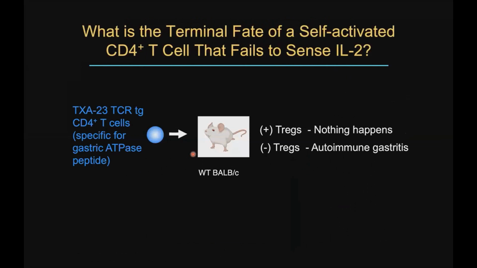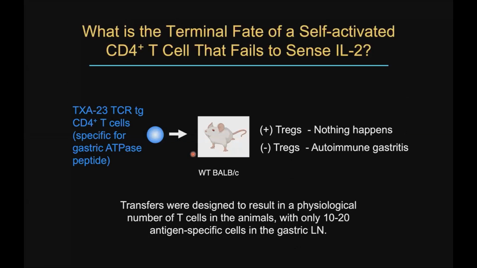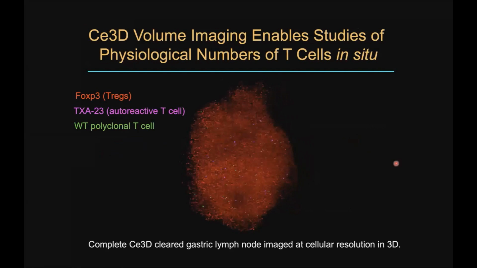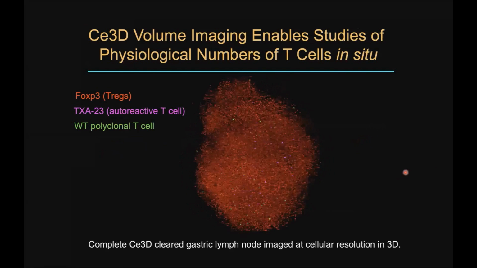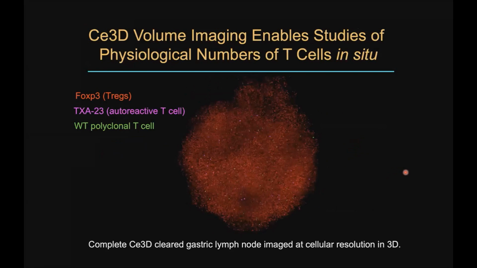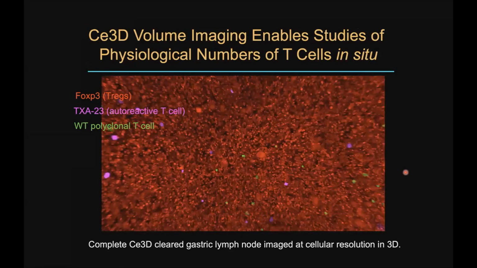It still didn't answer precisely how you achieve a control. So we turn to a system where we control the exact timing of when the autoreactive cells see self-antigen by transferring some transgenic cells at numbers that achieve physiological levels in the immune system, 10 or 20 cells in an entire lymph node. When we do that, we can analyze them quantitatively using our cleared 3D imaging. So here, all the red cell objects are Tregs. These very small numbers of purple and green cells are the autoreactive cells and control cells.